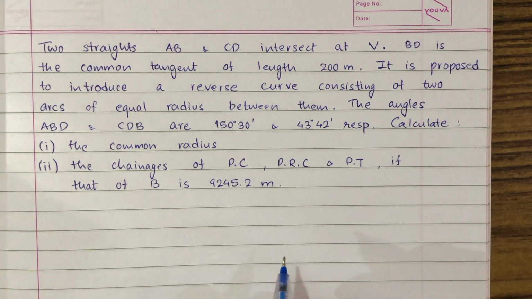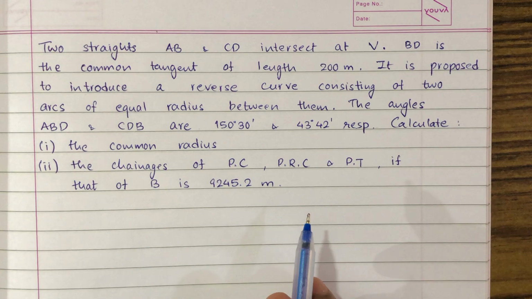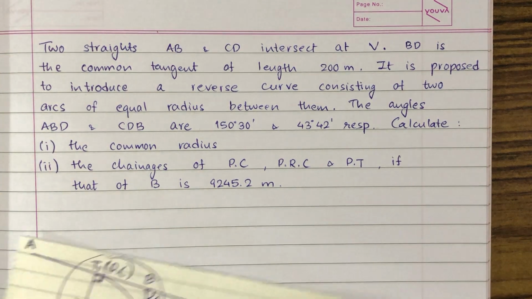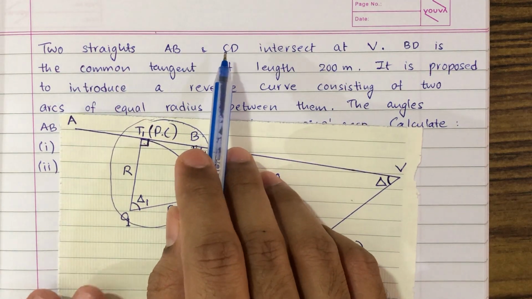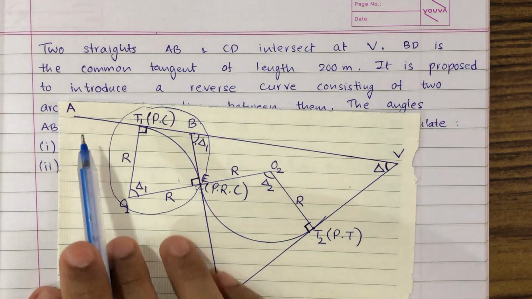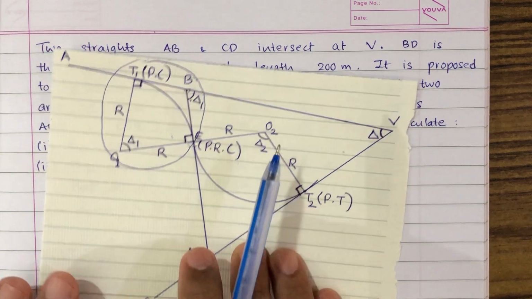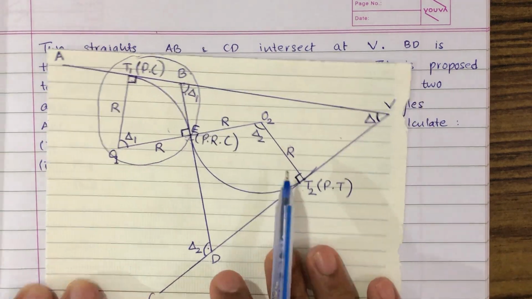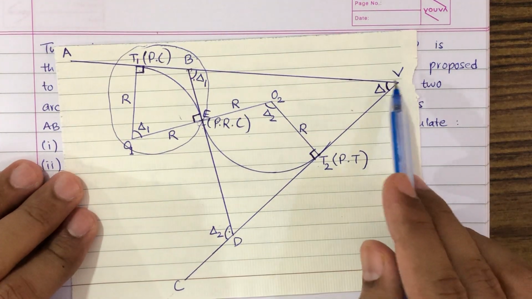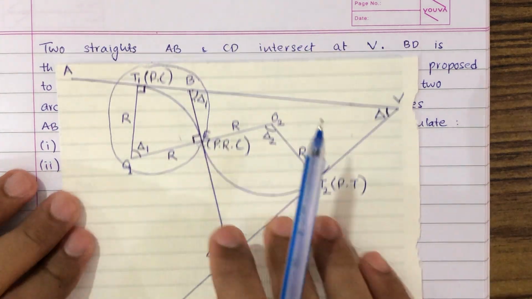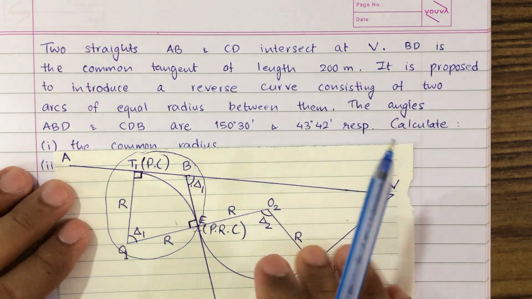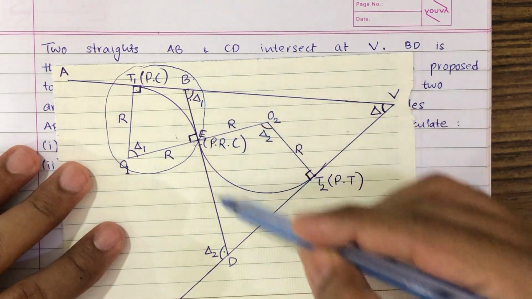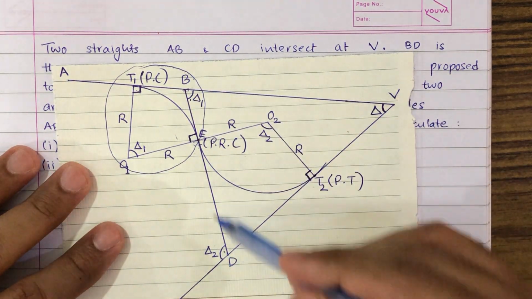Now, if we need to draw a figure based on this problem statement, the figure will be somewhat like this. It is saying that 2 straights AB and CD intersect at V. This is straight AB and this is straight CD, and these 2 intersect at V. BD is the common tangent of length 200 meters. Means this is BD, the common tangent.